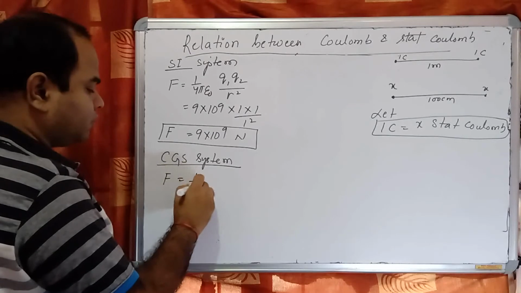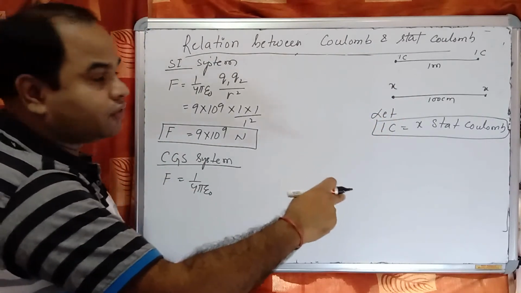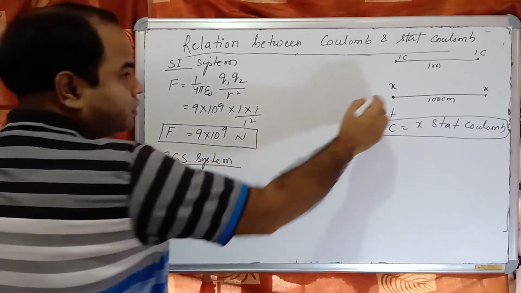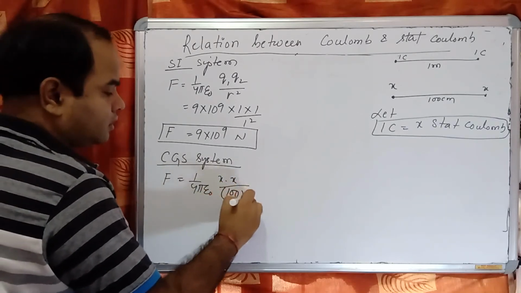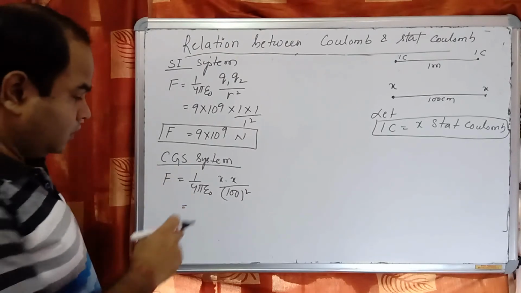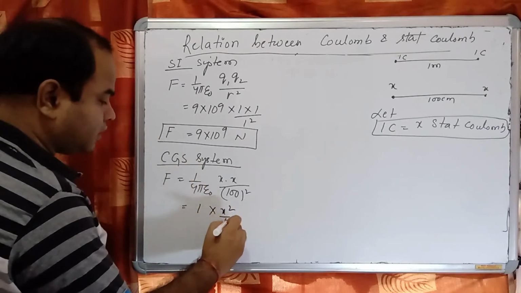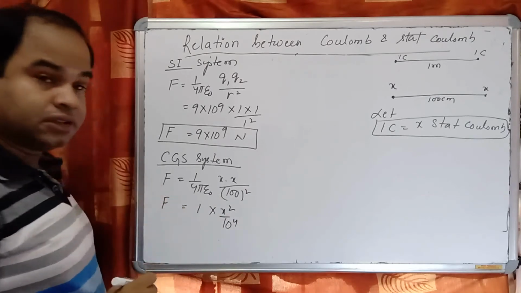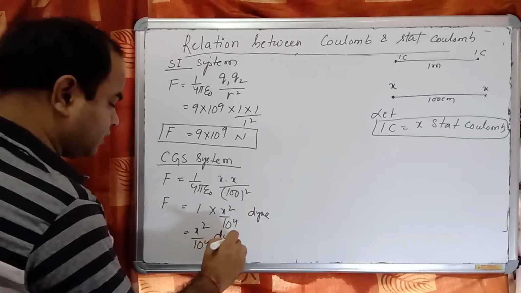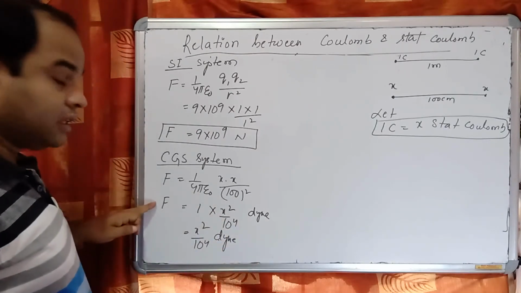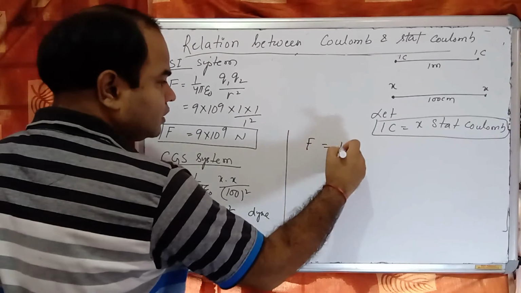So F is equal to 1 by 4 pi epsilon naught. The two charges were 1 coulomb, but in the CGS system we have taken 1 coulomb as x statcoulomb. So the two charges are x into x, this is x, this is x, and the distance is 100. So that is equal to 1 by 4 pi epsilon naught, which in the CGS system is 1, into x square by 10 to the power 4, and the unit of force in the CGS system is dyne. So this is x square by 10 to the power 4 dyne. The two forces are the same, only this one is in the SI system and this one is in the CGS system. So we can say the two forces are equal.